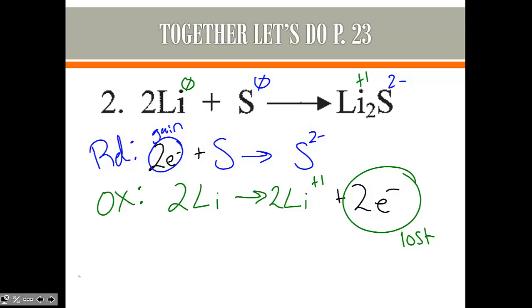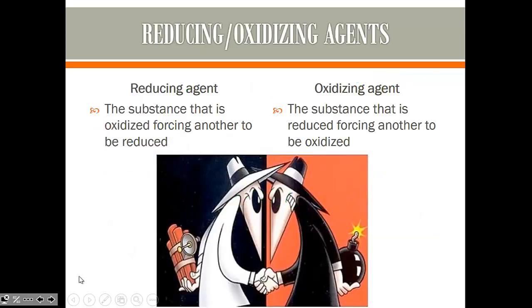In number 2, sulfur is reduced and is therefore our oxidizing agent, and lithium is oxidized and is therefore our reducing agent. Because if something is going to give up electrons, like lithium does, it will force something else to reduce. So again, agents are simply double agents. They are the opposite of what you see. So on a multiple choice question, if you are asked what is the reducing agent, I highly suggest you scratch through that and write the opposite. Reducing agent is the thing that is oxidized. The oxidizing agent is the thing that is reduced.